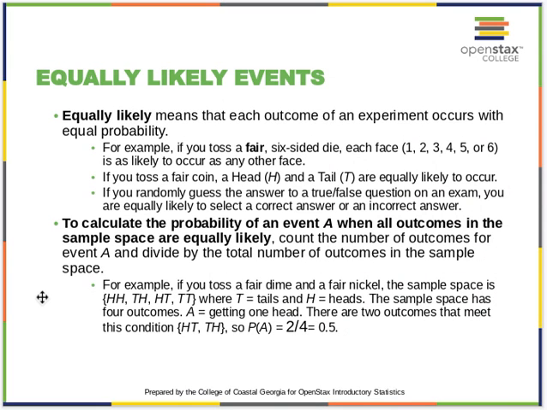This last little bit here is just basic definitions: equally likely, just equal probability. And to calculate the probability of an event A when all outcomes in the space are equally likely, count the number of outcomes for event A, divide by the total number of outcomes in the sample space. So that's pretty similar to what we just did there.